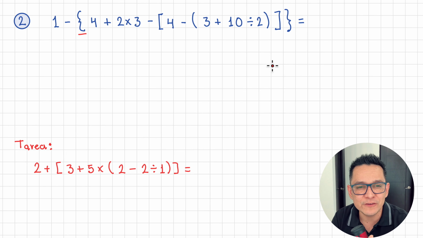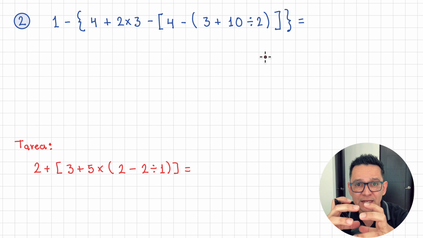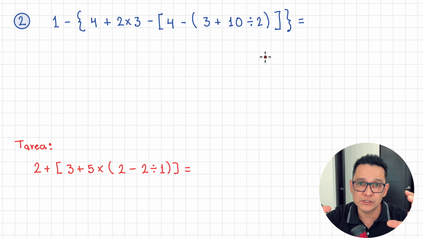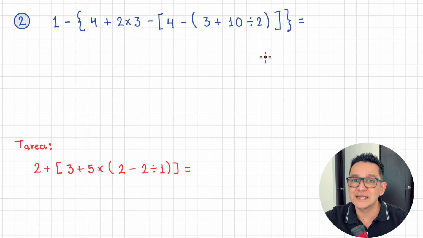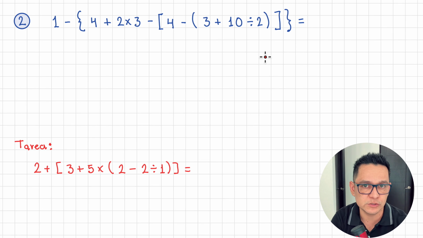What do I mean by that? Well, we're going to start first with what's in the very center, which in this case are the parentheses. Then we move outward and we'll have to solve the brackets. And at the end, we'll have to solve the braces. Well, whatever is inside each grouping symbol.